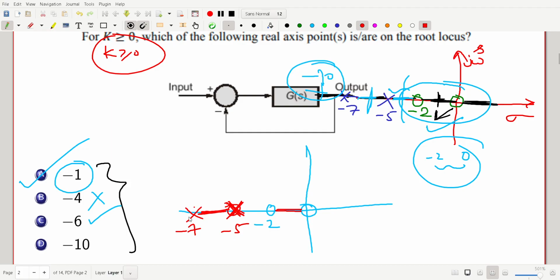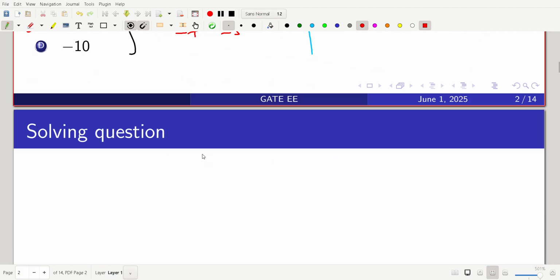So our answer, this is a multiple choice question, an MSQ type of question. The options will be A and C. If the question asks which real axis points are not on the root locus, then the options will be B and D, -4 and -10. That's a very important and very conceptual question. If you know the concepts, to solve this question we only need to understand one rule.